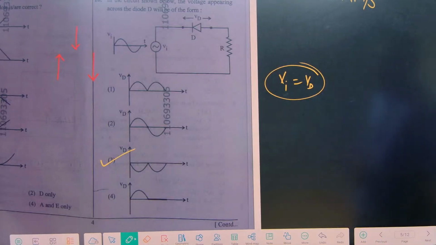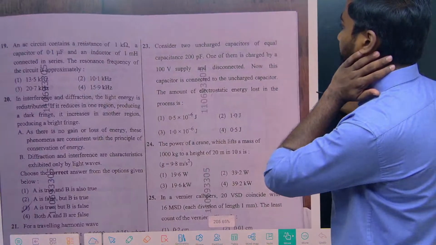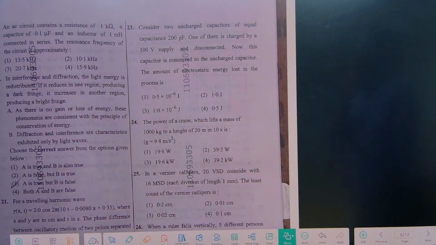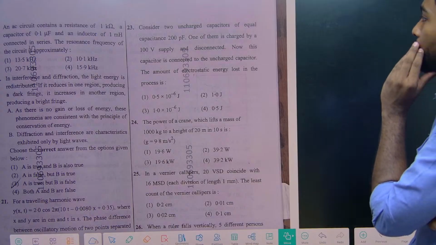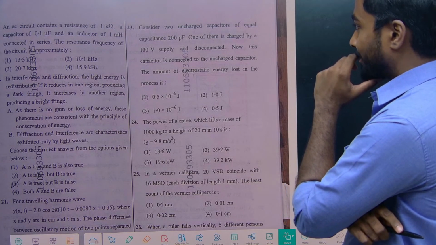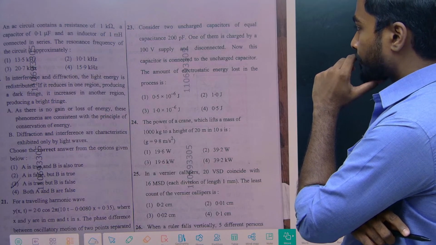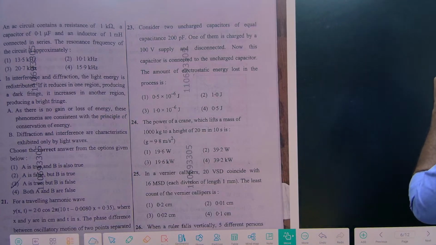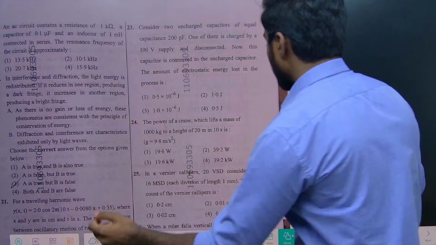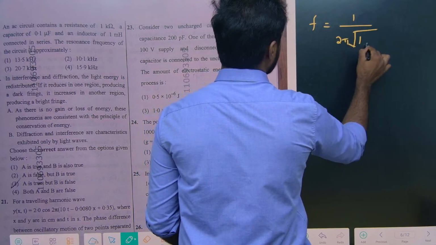Yeah, we'll go for the next one. The 19th question. An AC circuit contains a resistance of 1 kilo ohm, a capacitor of 0.1 microfarad and an inductor of 1 microhenry connected in series. The resonance frequency of the circuit is approximately... What is the resonance frequency formula? F equals 1 by 2 pi root over LC.